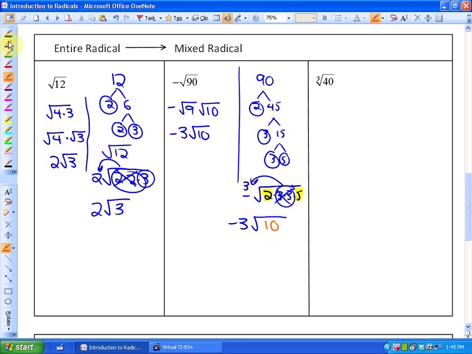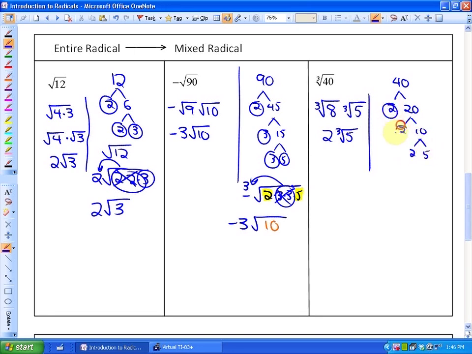Finally, in our last one, you'll see that the index is 3, so we have to know our perfect cubes, which is far more difficult, but for those who do know that 2 times 2 times 2 is 8, you may be able to do this, and you would get that this is 2 cubed root of 5. For most of us, what we should be doing is a factor tree with 40, which is 2 times 20, which is 2 times 10, which is 2 times 5, and realizing now that this is the cubed root of 2 times 2 times 2 times 5, and these triplets of 2's can come out as a single 2, leaving us with a final answer of 2 cubed root of 5.